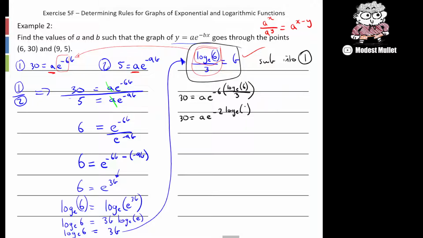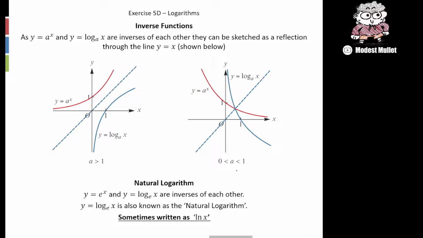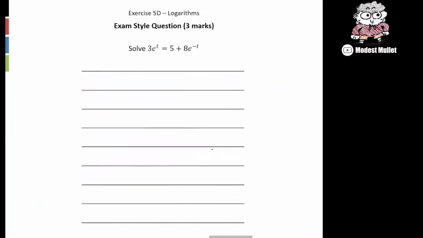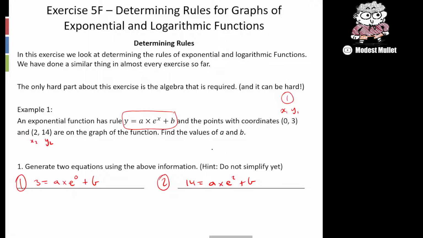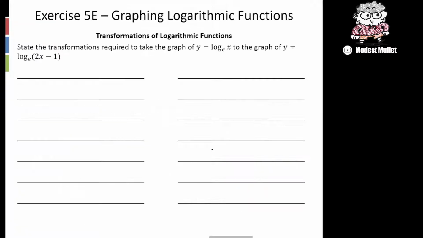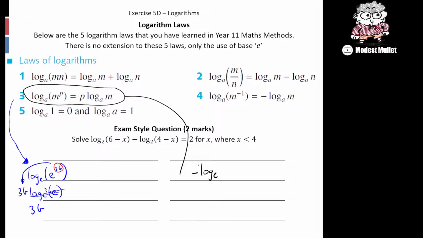Okay. And what we're going to do here is again use log law 3, but now in reverse. In our situation, we've got negative 2 log to the base e of 6. We want to get rid of the negative sign and the 2, because all of this is above, it's e to the power of all of that.